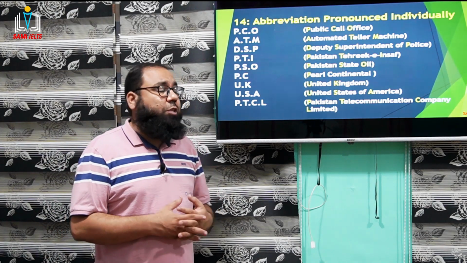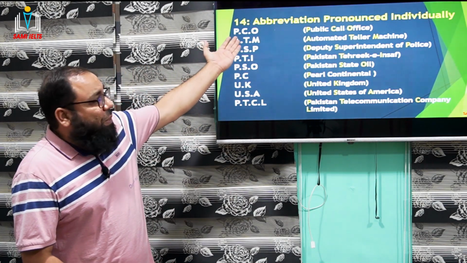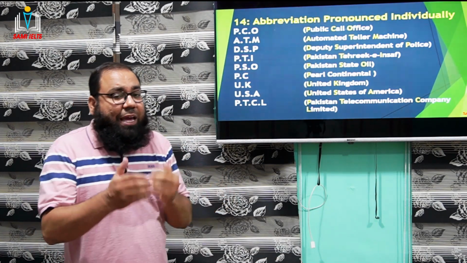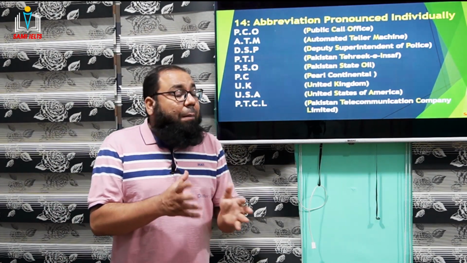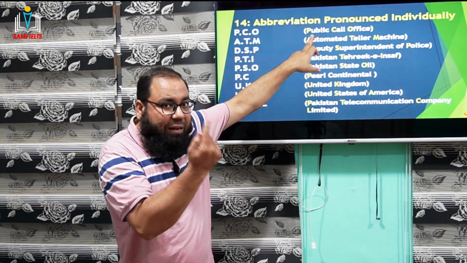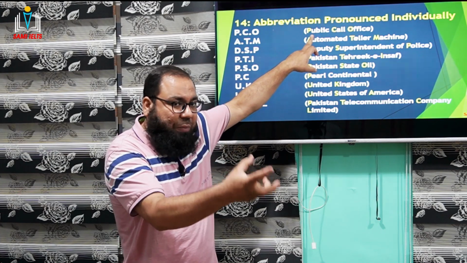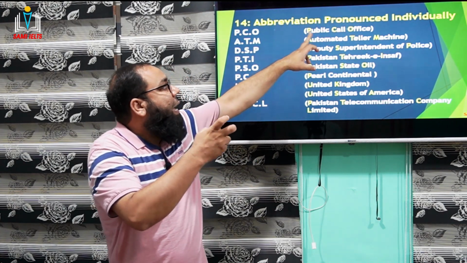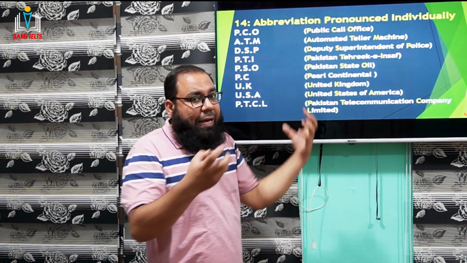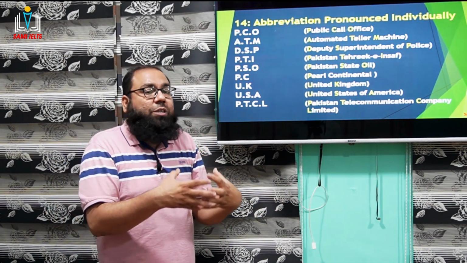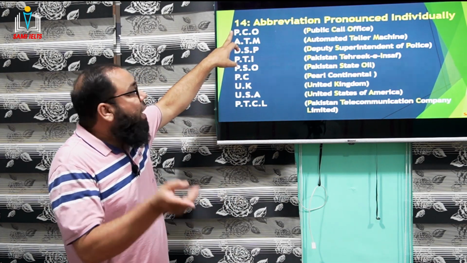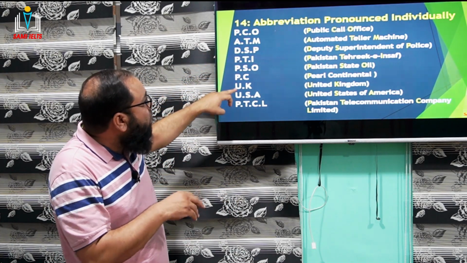Now let's discuss PCO, for example, public call office. We don't say public call office, we say the shortcut PCO. But remember, guys, P is taken from public, the first letter of public. C is taken from call, and O is taken from office, and then we prepared another version, which is called the abbreviation form. This is called PCO. The same way, we can find so many ATMs.